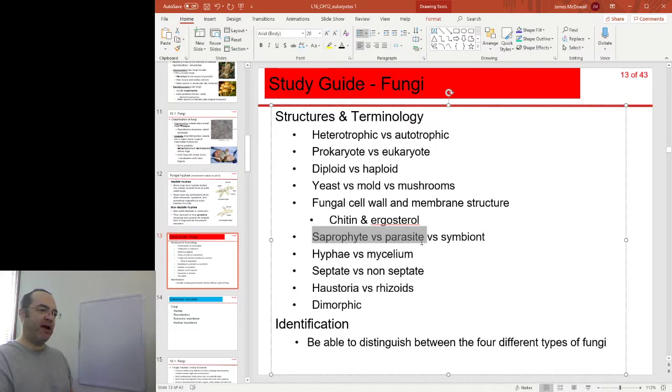What is a saprophyte? What is a parasite? What is a symbiont? That's mutualistic. They both gain from the pairing. Identify a hyphae again and identify a mycelium. Identify a septate or a non-septate hyphae. Know what a haustoria is and what a rhizoid is. Know what the term dimorphic means in regards to fungal structure. Be able to distinguish between the 4 different types of fungi based primarily upon the structures and the mechanism of their production of spores. Okay, that'll do it for this section.